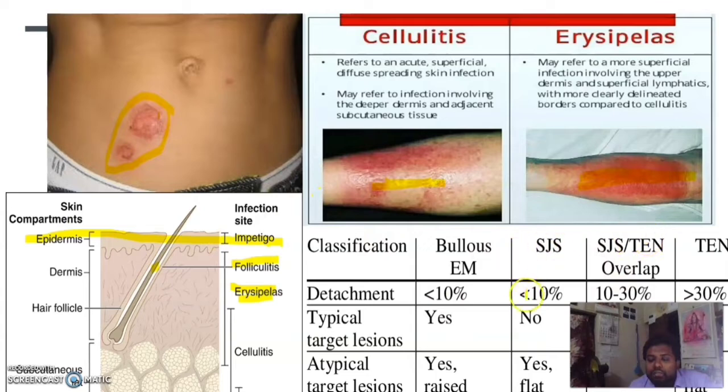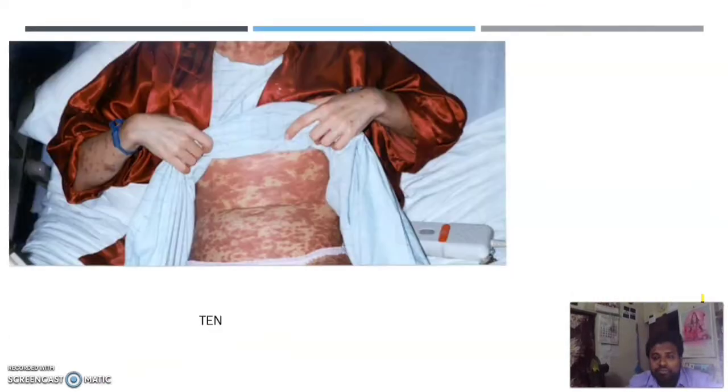Now this is SJS: if skin body surface area involvement is less than 10% and exfoliation occurs, that is Stevens-Johnson syndrome, usually caused by valproate, etc., and also by lamotrigine. Then TEN, toxic epidermal necrolysis, occurs if body surface area exfoliation is more than 30%. This is the image of TEN, where more than 30% of body surface area has been involved.